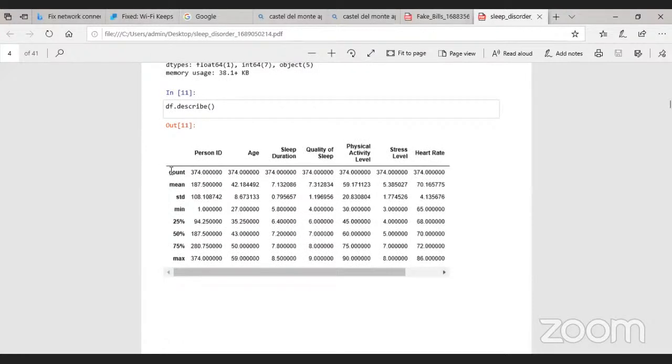Looking at the data, what is the overall count? What is my mean value? Let's take age. There are 375 records for the age. So what is my average age? 42 is my average age. So whatever patients I'm looking at, 42 is the average age for my patients.